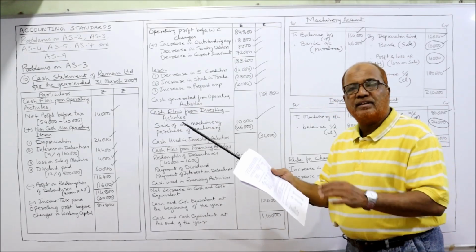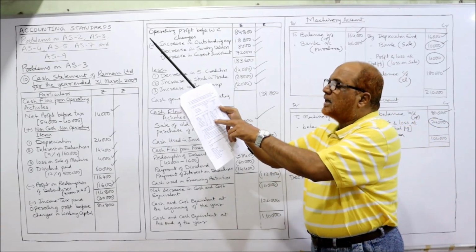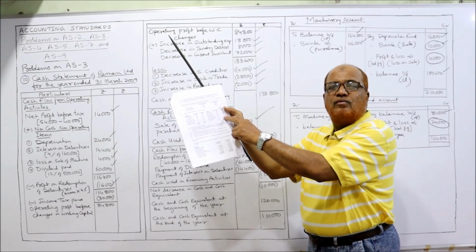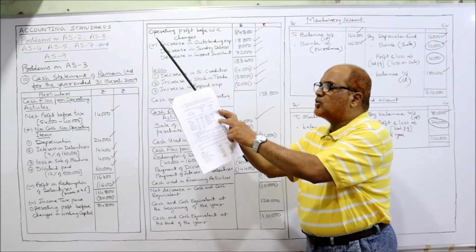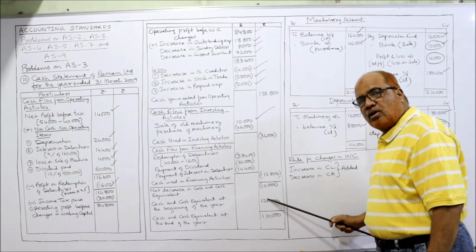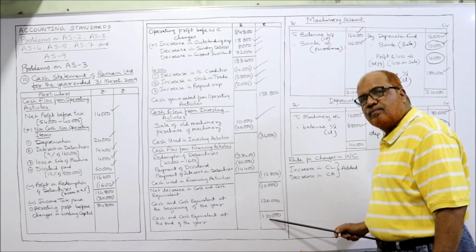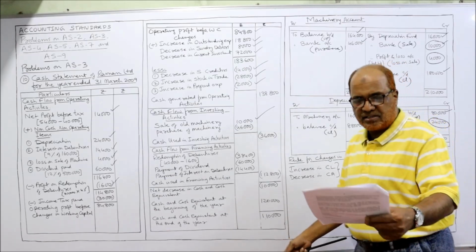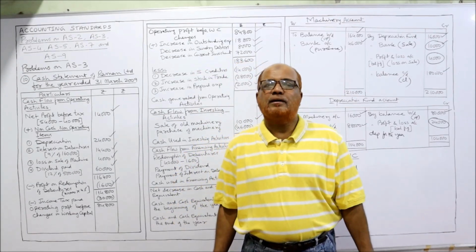Now check whether our answer 1,10,000 is correct or not. Here, cash and bank balance current year 1,10,000. Proved. That means we have done correctly. Here it is given last year 1,20,000, current year 1,10,000. So minus 10,000 plus 1,20,000, you are getting 1,10,000. This is the cash and cash equivalent at the end of the year. That's it. So this is the end of problem number 10.